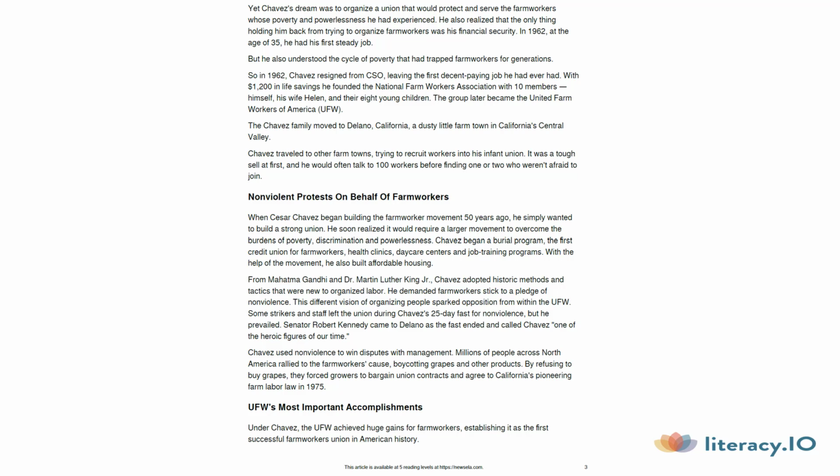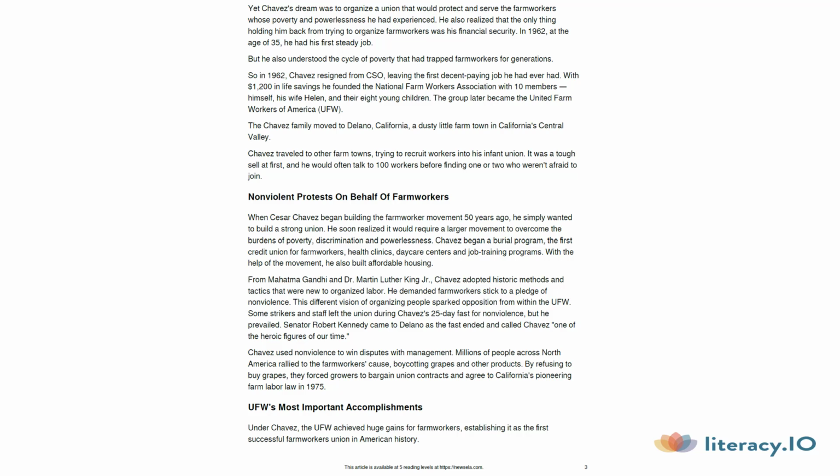From Mahatma Gandhi and Dr. Martin Luther King Jr., Chavez adopted historic methods and tactics that were new to organized labor. He demanded farm workers stick to a pledge of nonviolence. This different vision of organizing people sparked opposition from within the UFW. Some strikers and staff left the union during Chavez's 25-day fast for nonviolence, but he prevailed.